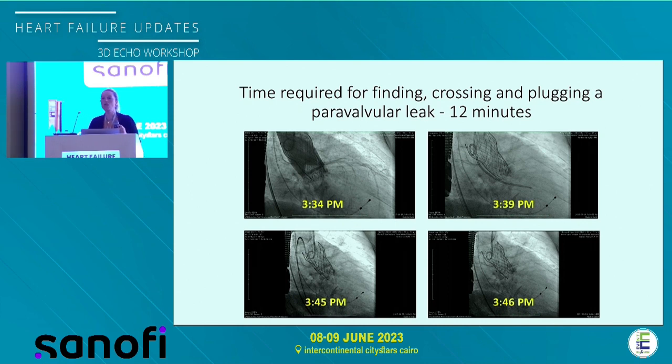And how long did it take? It took only, how much? 12 minutes. It was a really very good question, because it reduces the amount of contrast, the amount of radiation, the amount of sedation you give. So it's a quick procedure.